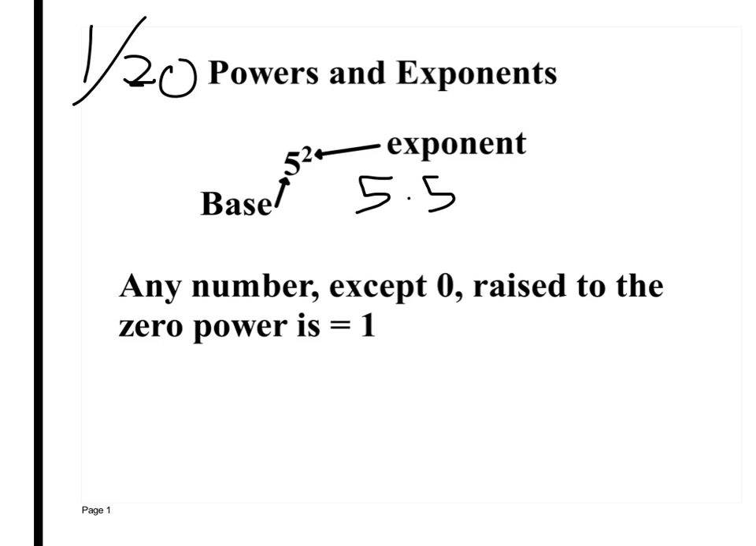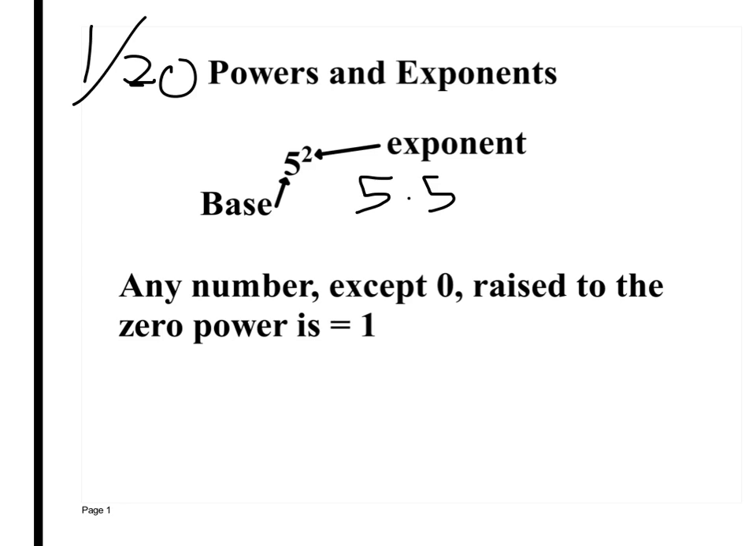How many times? The exponent. Here the exponent is 2, so you multiply the base, which is 5, by itself twice. If it's a 3, you multiply the 5 by itself 3 times. All right? Any questions about that?